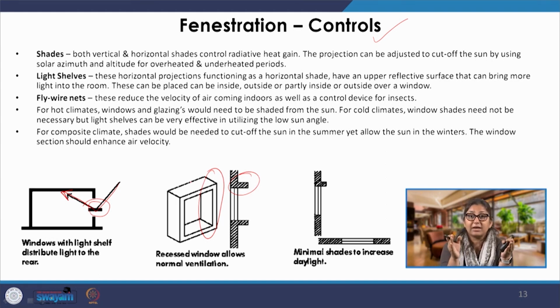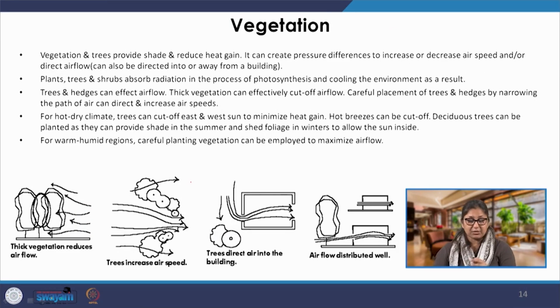Even when we are providing a window in a certain orientation, we may control the amount of light and sun that is going to come through the window. We can limit the times at which it comes, we can limit the amount in which it comes using these shading controls. Then we have talked about vegetation.